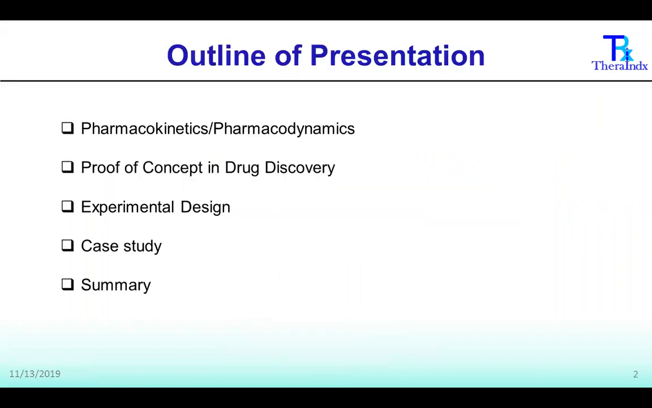The outline of my presentation is as shown in this slide. I'll explain briefly about pharmacokinetics and pharmacodynamics, and the importance of proof of concept in the drug discovery process. I'll talk a bit on the experimental design needed to evaluate the proof of concept in early stages of drug discovery. I'll illustrate this approach using a case study, and finally I will summarize. And I'll take some questions at the end which I received from the participants earlier.